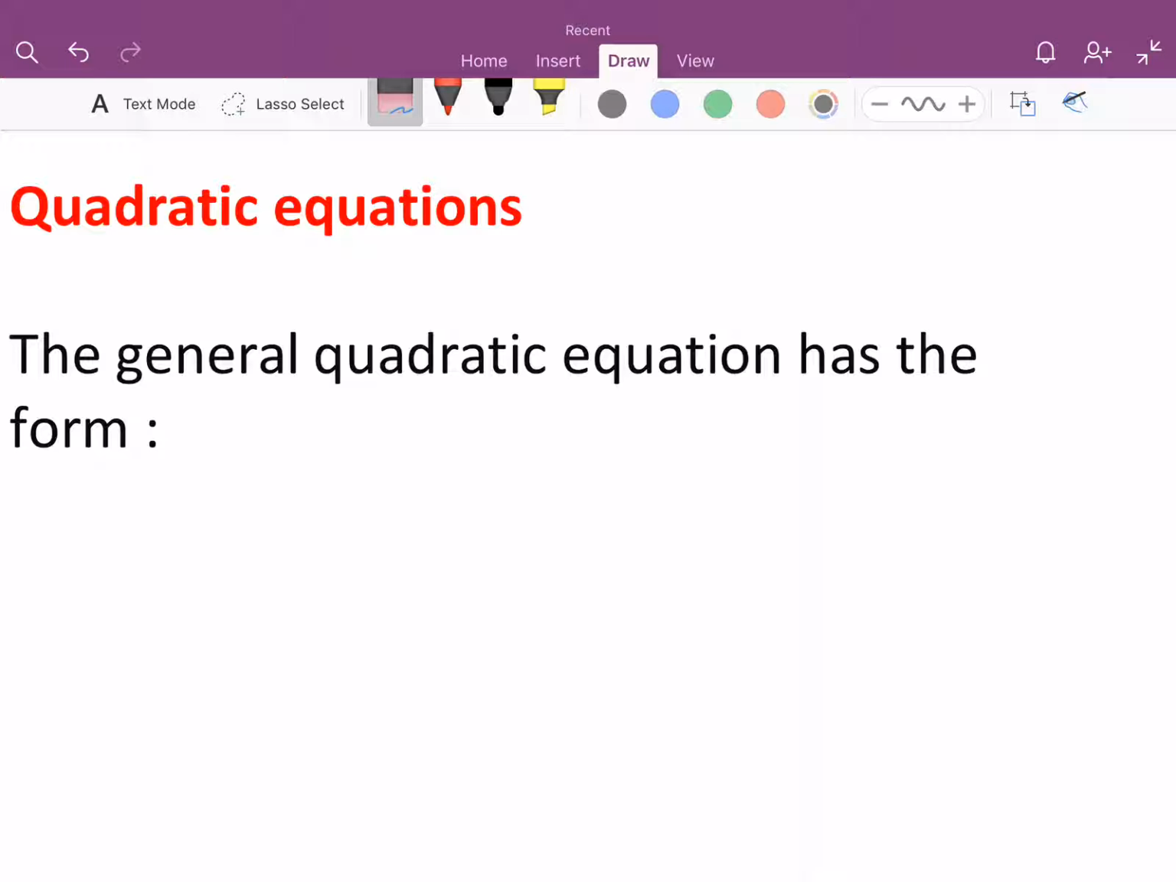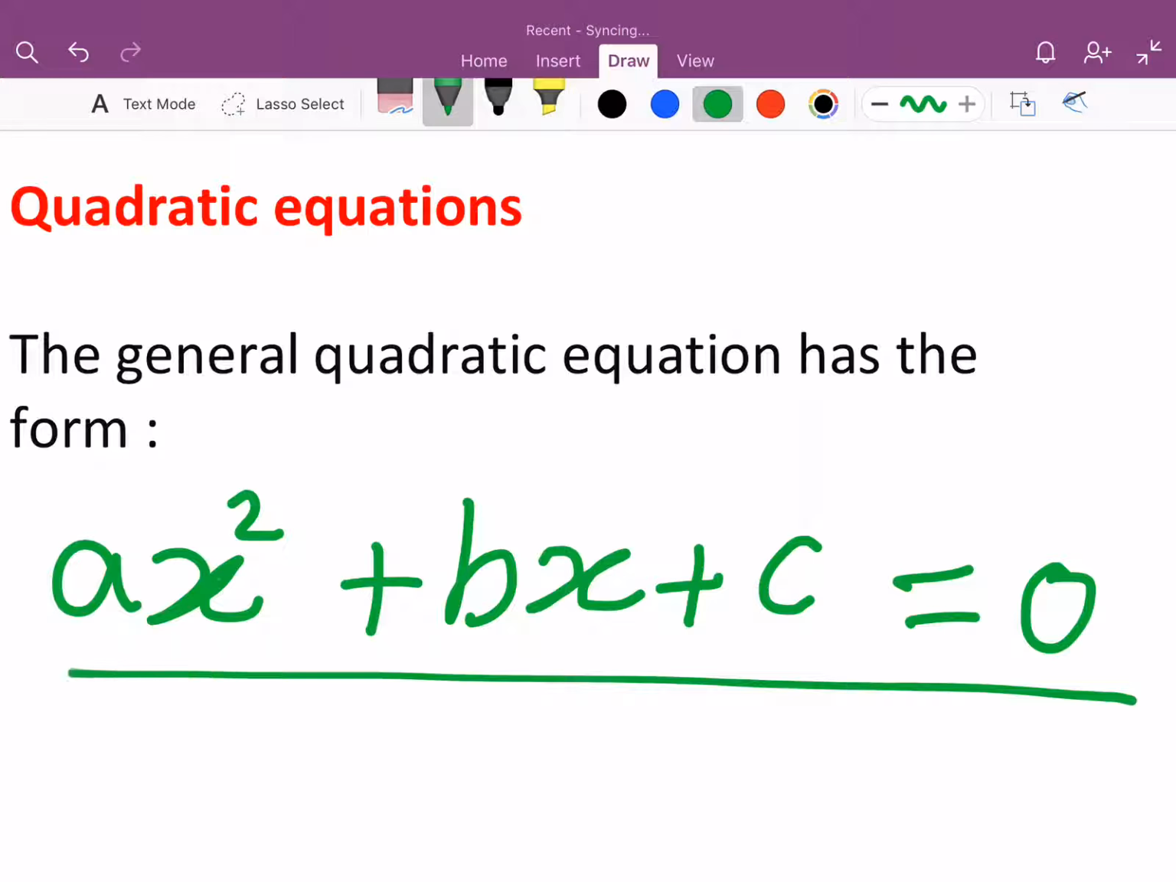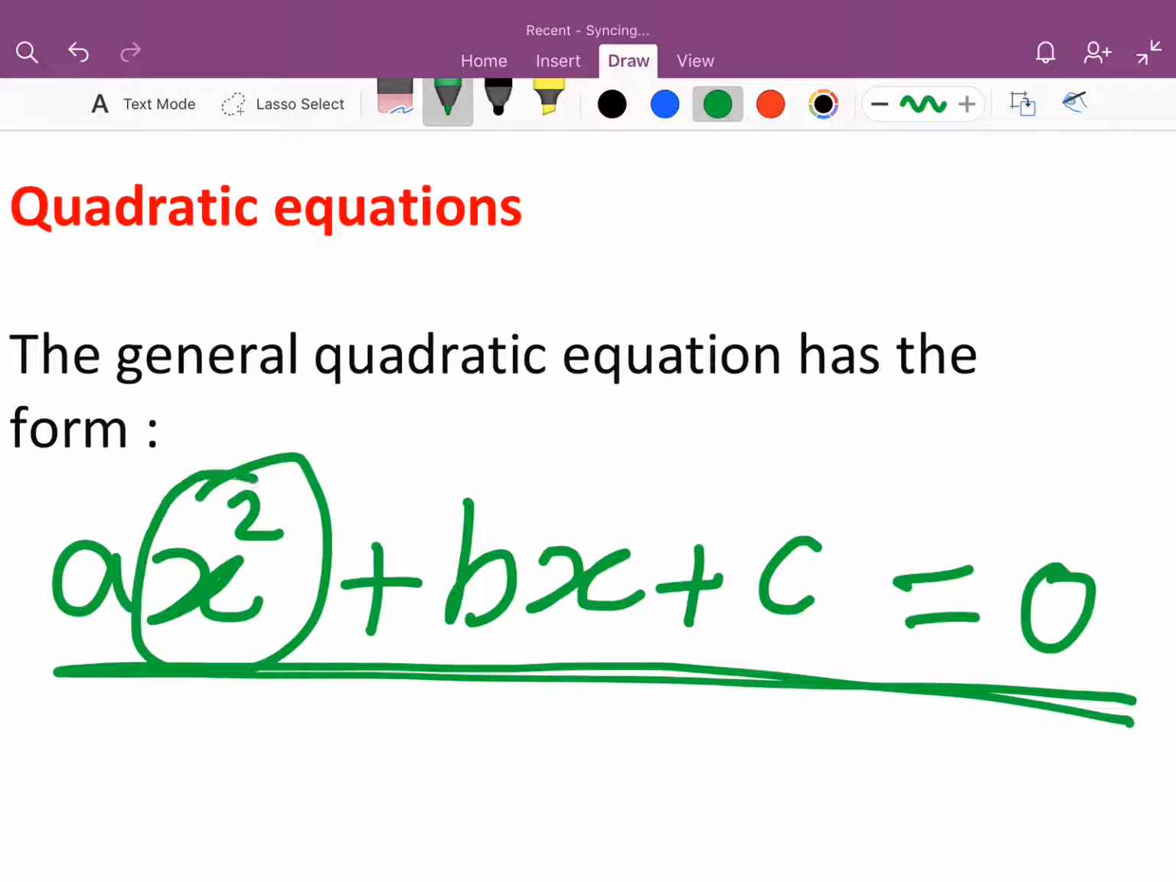Hi guys, in today's video I'm going to show you how to solve a quadratic equation. The general quadratic equation has the form ax squared plus bx plus c, which is a constant, equals 0. Once you see an equation with this form, you will immediately know it is a quadratic equation because there is an x squared, something multiplied by x, and then a constant.